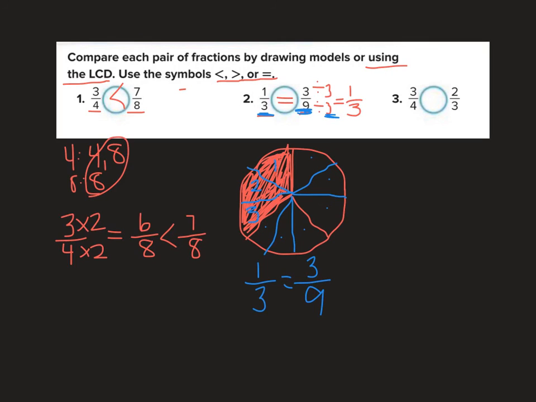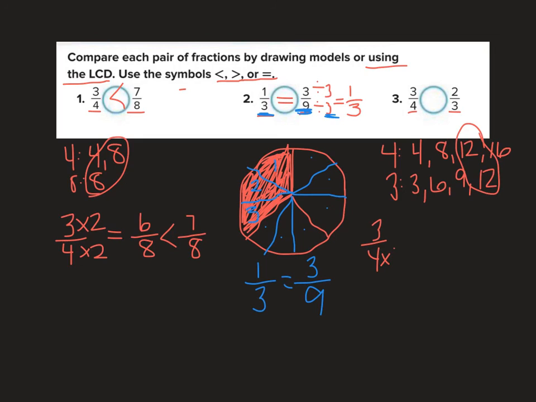All right, let's take a look at this one. Let's get common denominators here. 4 would be 4, 8, 12, 16. Let's do 3: 3, 6, 9, 12. Okay, we wanted both to equal 12. So I'm going to take 3/4. I have to multiply this by 3. Multiply the numerator by 3. And I would get 9/12.